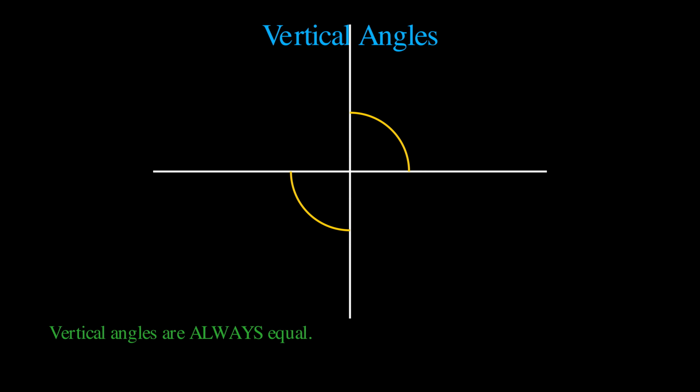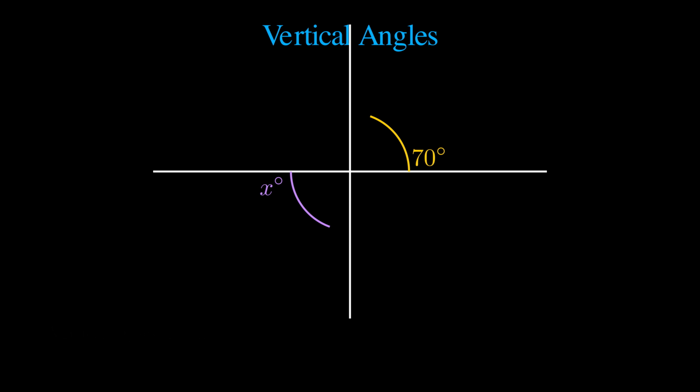They are not next to each other. They are across from each other. And here is the most important rule. Vertical angles are always equal. No matter how wide or narrow the lines cross, opposite angles always have the same measure.